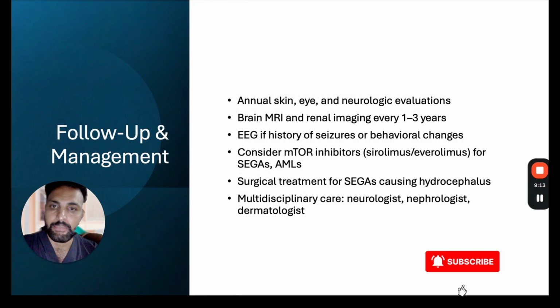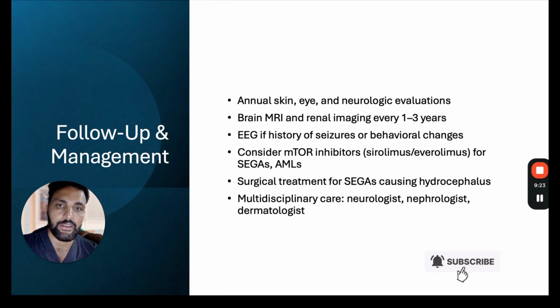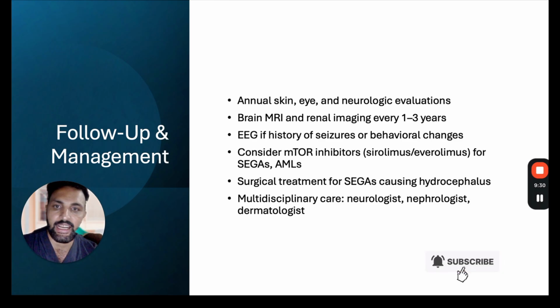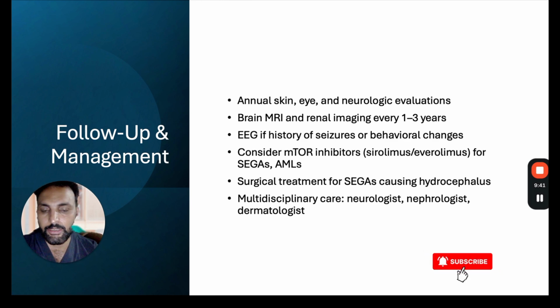Follow-up and management: annual skin, eye and neurological evaluation, brain MRI and renal imaging every 1 to 3 years. EEG if history of seizure or behavior changes noted. Consider mTOR inhibitors such as sirolimus, everolimus for SEGA or AMLs. Surgical treatment for SEGA causing hydrocephalus. Multidisciplinary care: neurologist, nephrologist, and dermatologist should be involved.